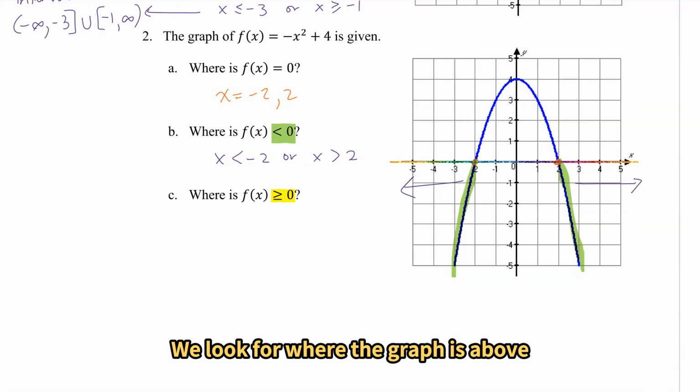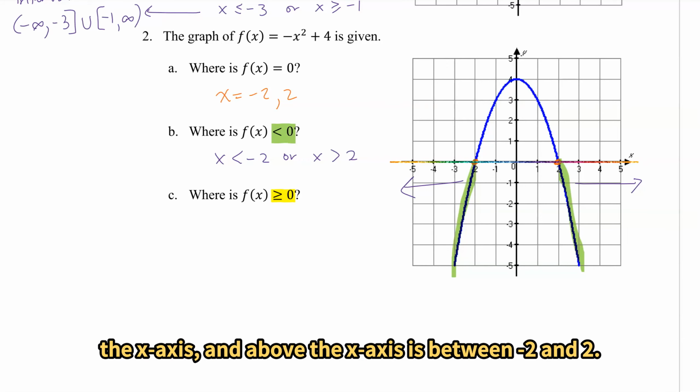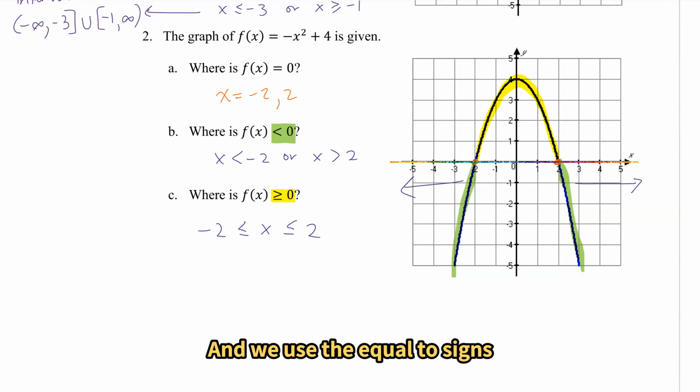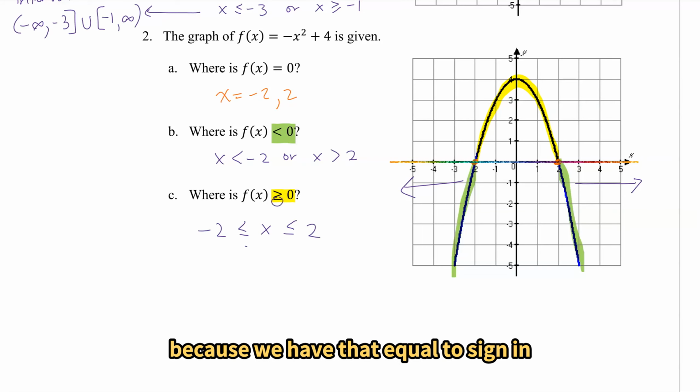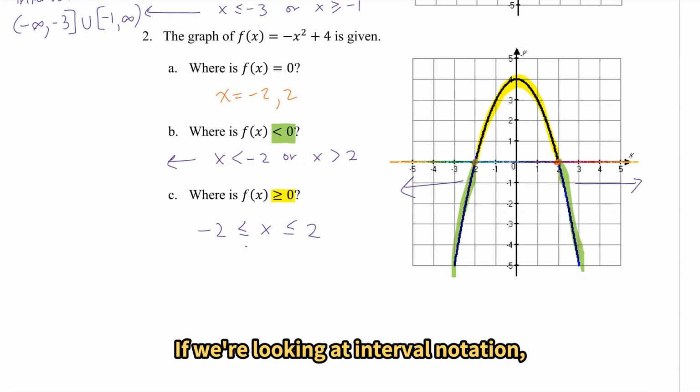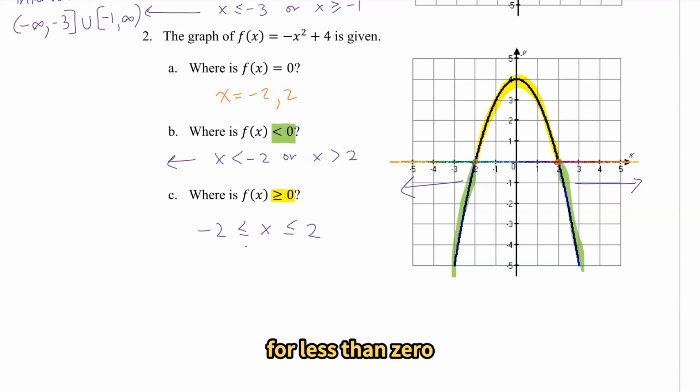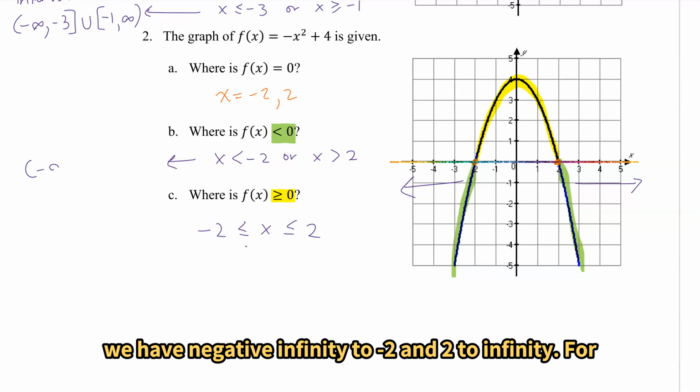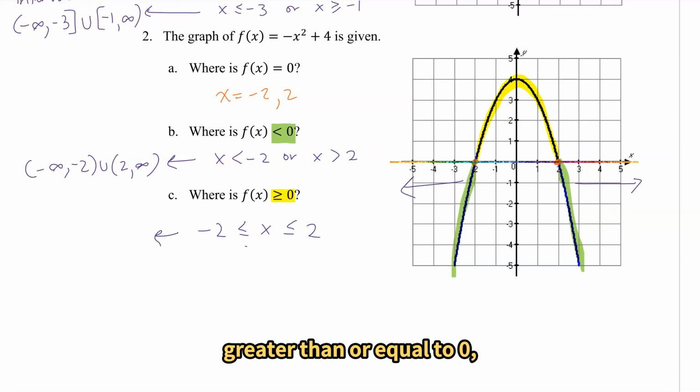We look for where the graph is above the x-axis, and above the x-axis is between -2 and 2. And we use the equal to signs because we have that equal to sign in our original inequality. If we're looking at interval notation, for less than 0, we have negative infinity to negative 2 and 2 to infinity. For greater than or equal to 0, we have negative 2 to 2.